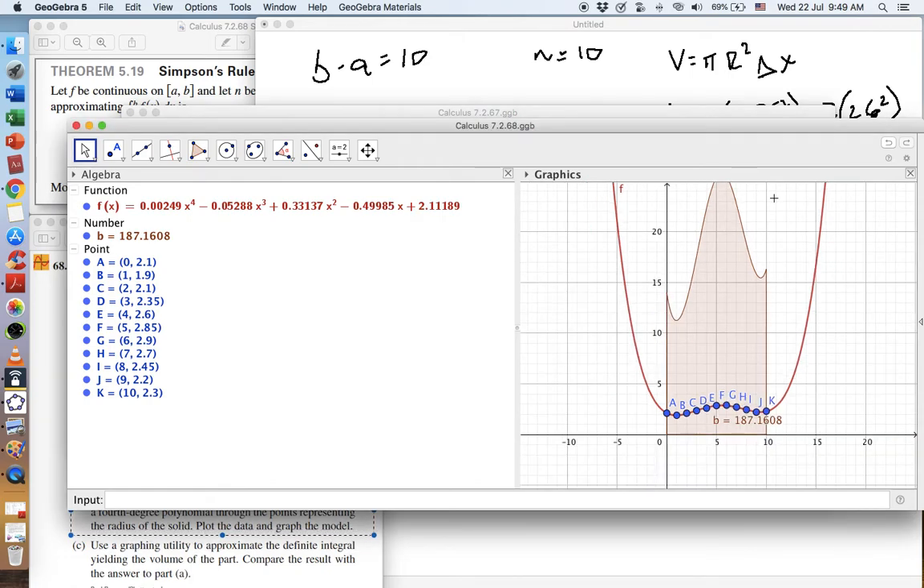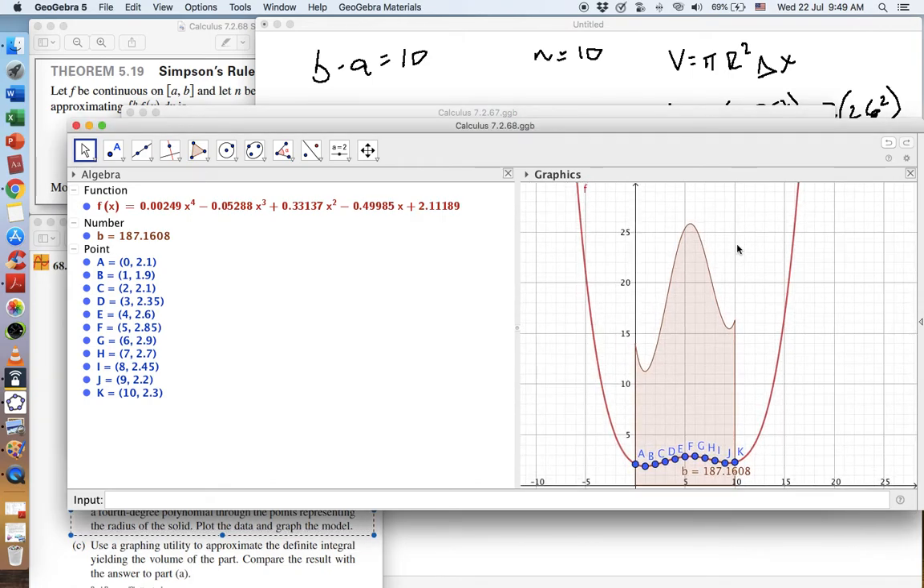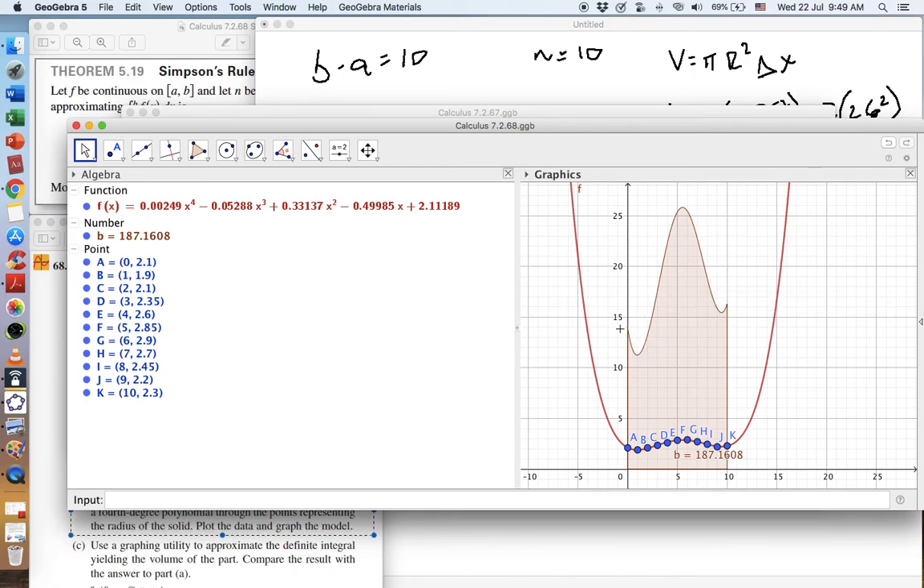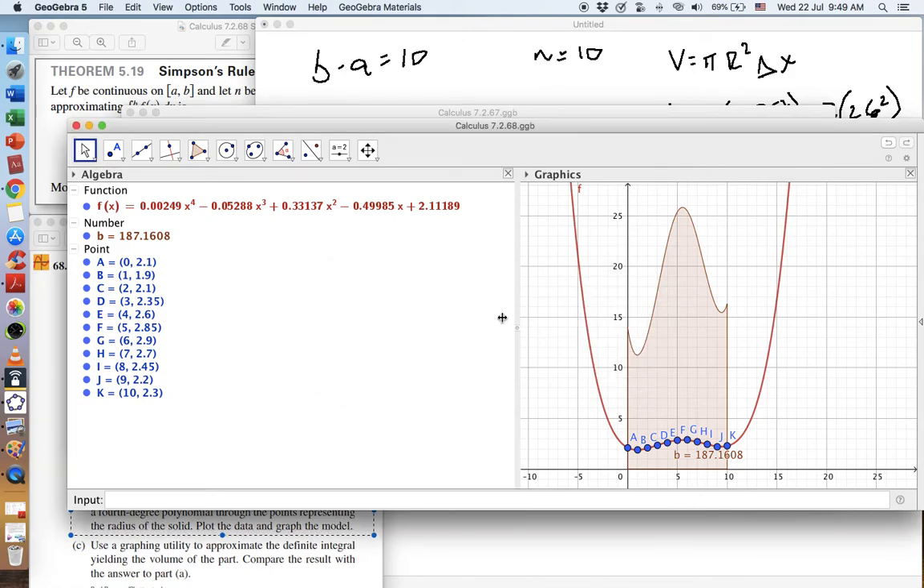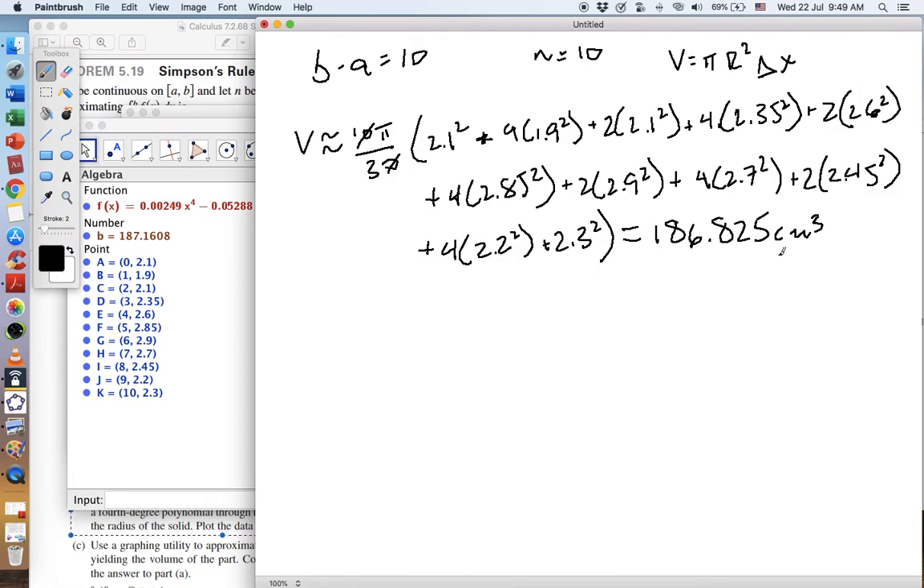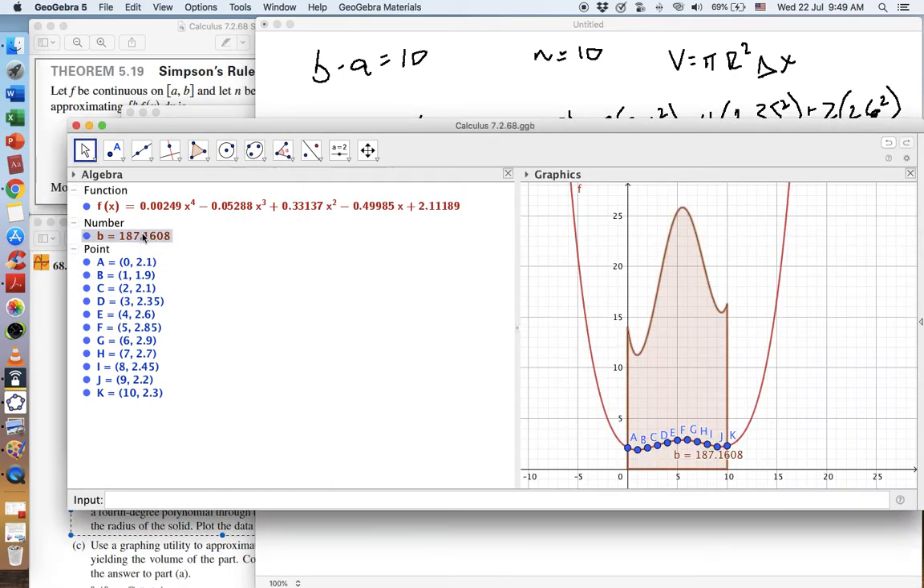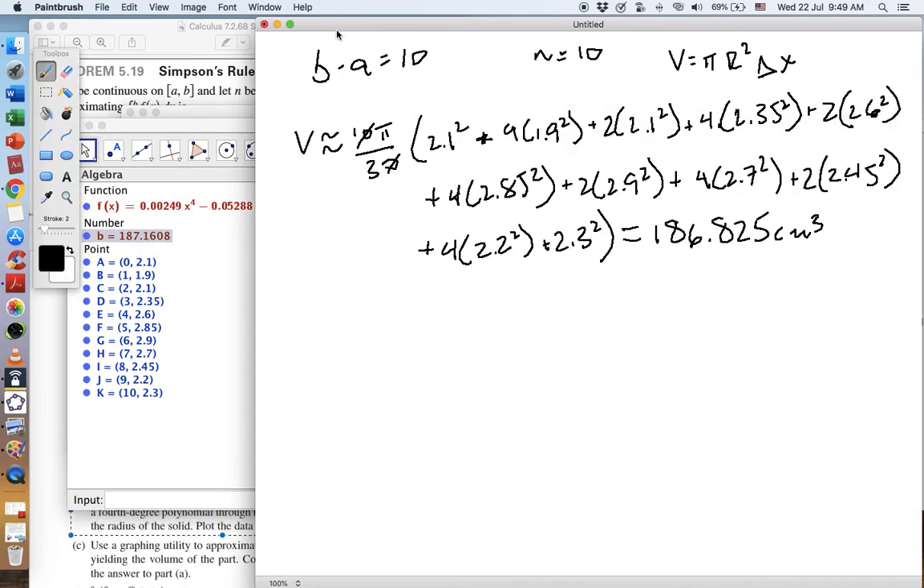Again, to find the actual solid of revolution volume in 3D, plotting in 3D is quite a long and difficult process, and I haven't quite mastered it yet. So I've just typed in the algebra here, and that gives us the same amount. And now we can see the difference here, 187.16, 186.825. This is just an approximation using Simpson's rule, and our main difference here is due to the decimal rounding.